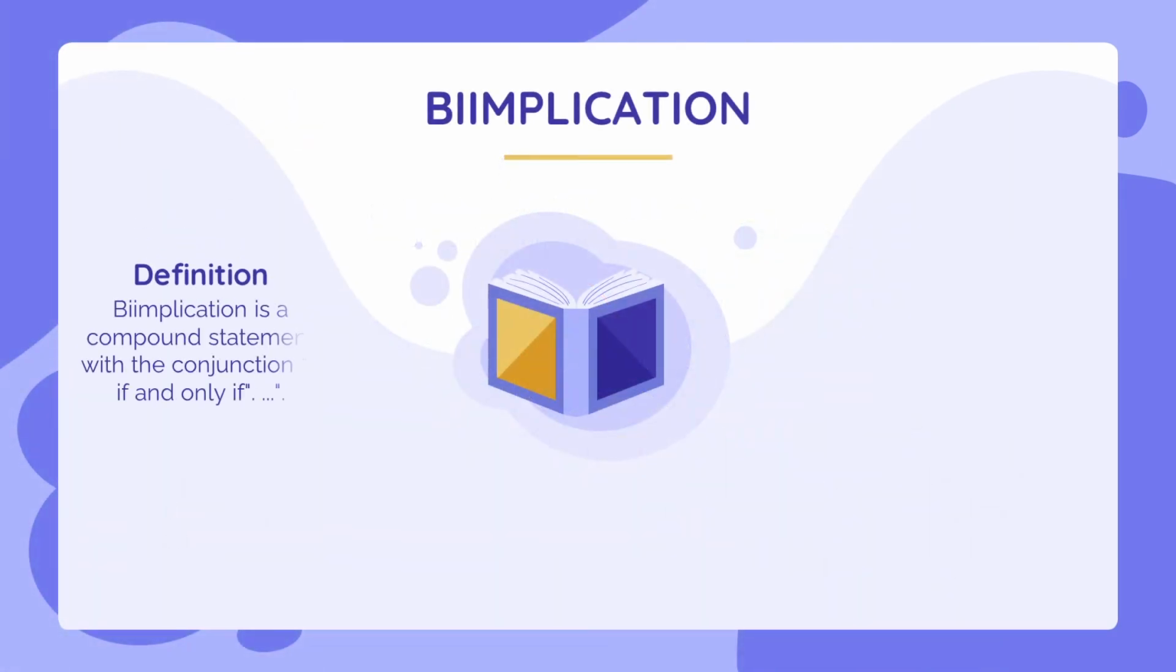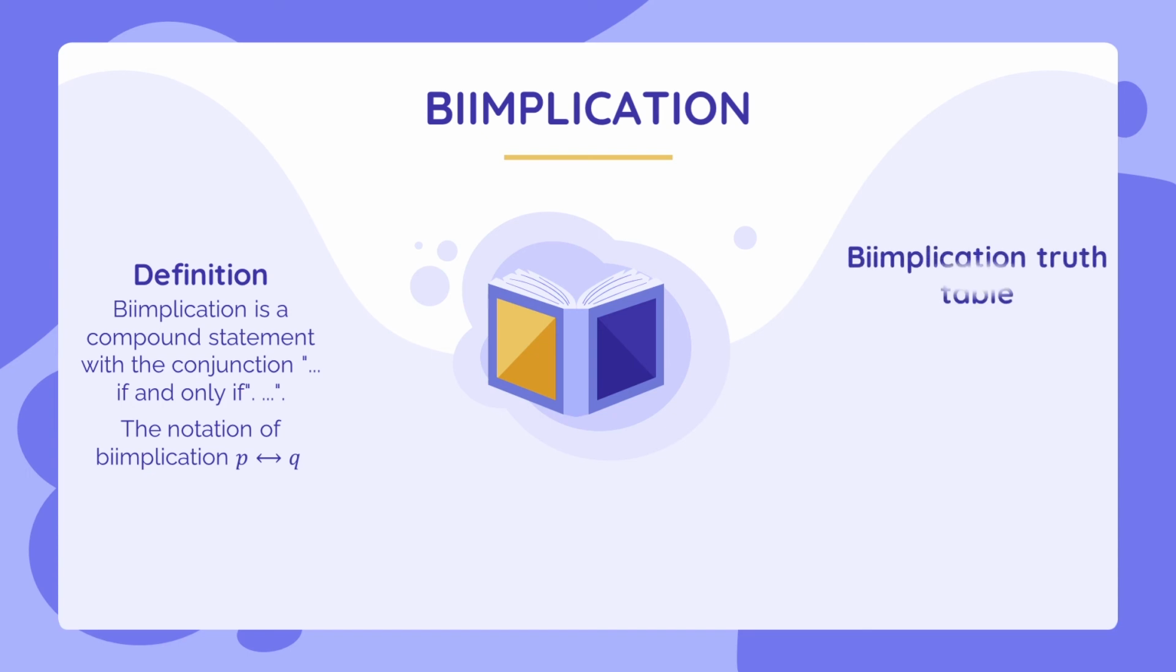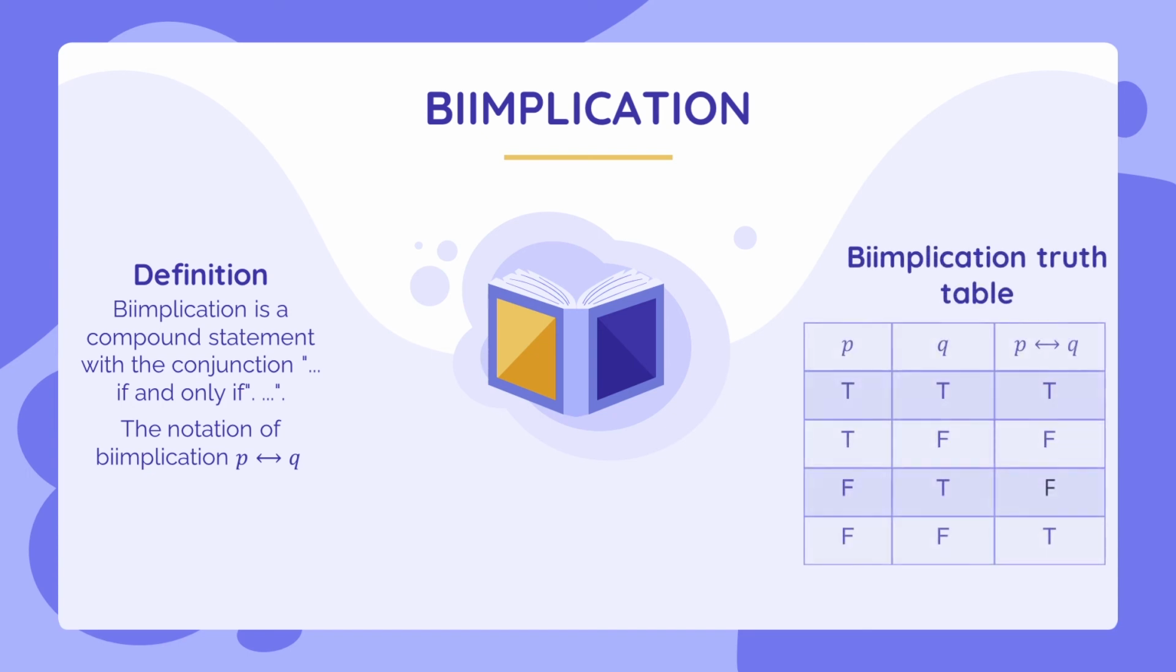Biimplication. Biimplication is a compound statement with the conjunction if and only if. So, the notation of biimplication is on the slide. Read P if and only if Q. On the slide is a truth table of biimplication.